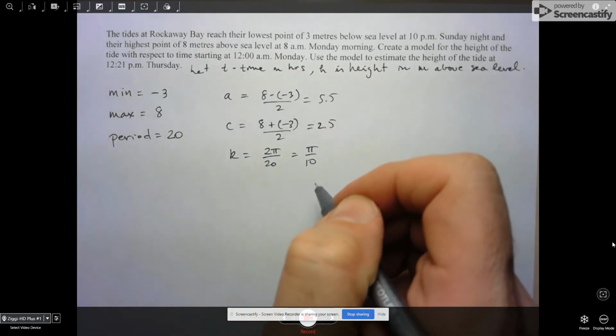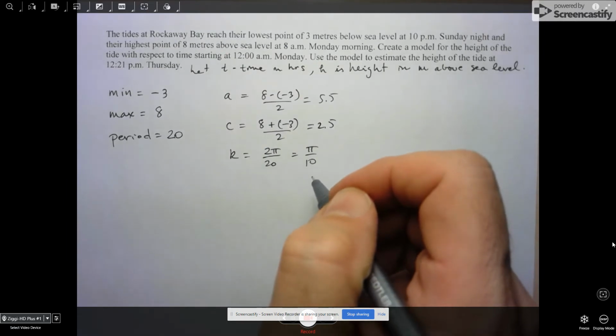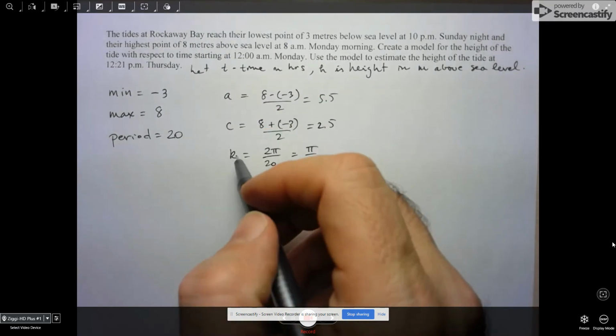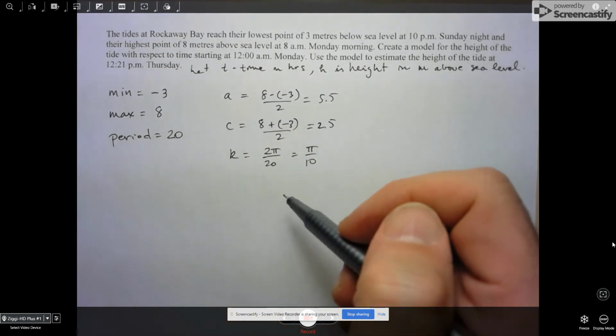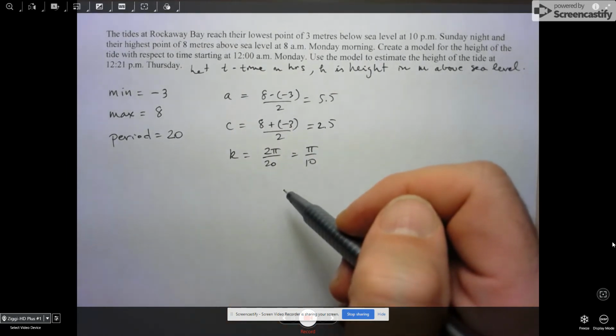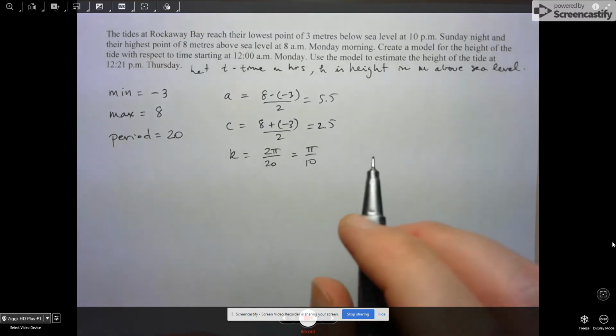All right, so what do we have here? We've got 3 of our parameters. We're just going to have to figure out the d value, in other words, the phase shift. So what I'm going to do is use a graph to help me figure out in which direction I have to go.